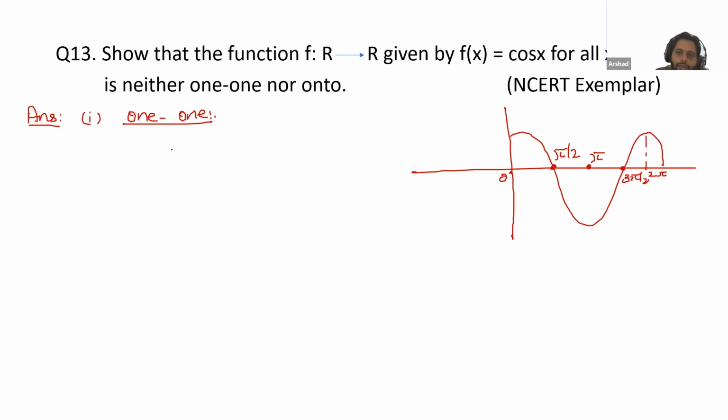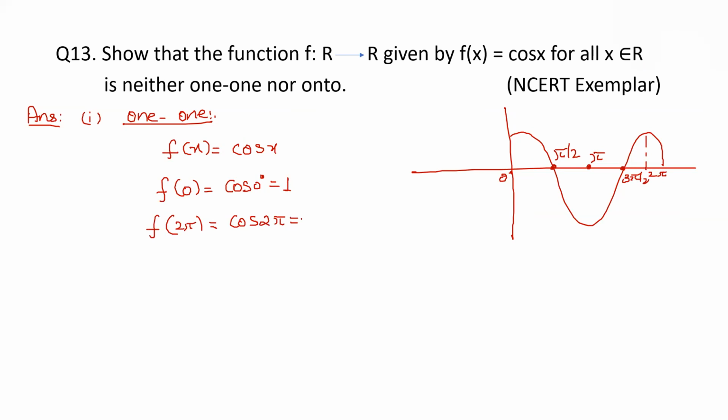Now, f(x) is equal to cos x is given. We need to prove that this is not 1-1, so we will just give an example. f(x) is equal to cos x. Who can tell me the value of f(0)? 1, very good. Cos 0 is 1. Tell me the value of f(2 pi). What is cos 2 pi? 2 pi means 360. What is cos 360? No, this is 1.